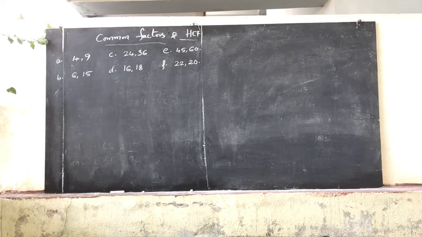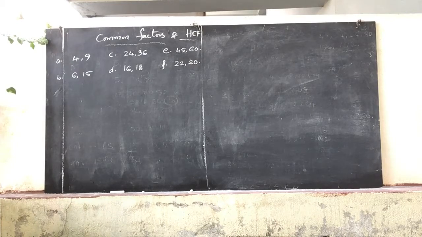So one is a factor and a common factor of every number. And the highest common factor. The least common factor is one for every number, but the highest common factor of numbers you can find out by finding their factors.